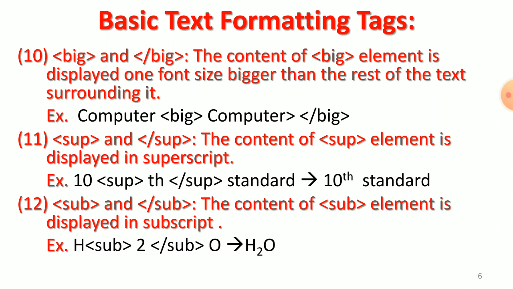Example: H, sub, 2, slash sub, and then O. That means H and O are normal text, and 2 is baseline down, that means a subscript. Those are the basic text formatting tags.